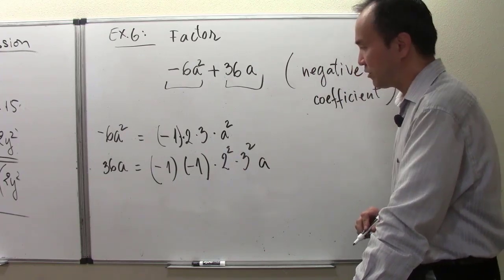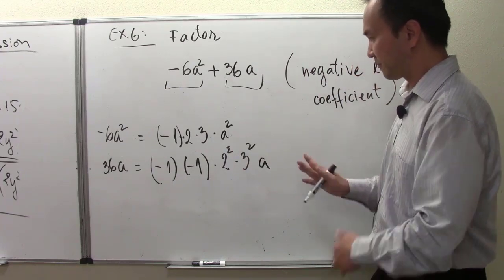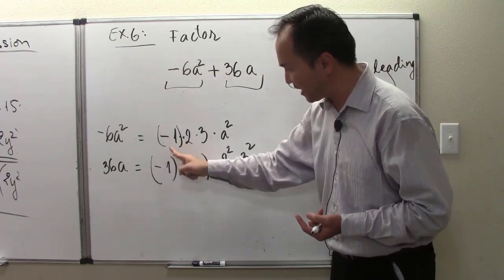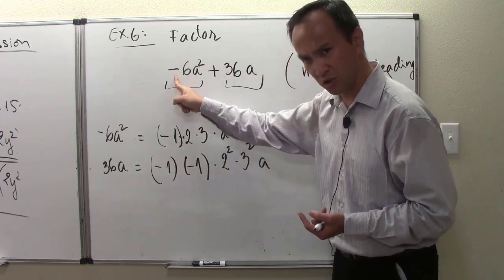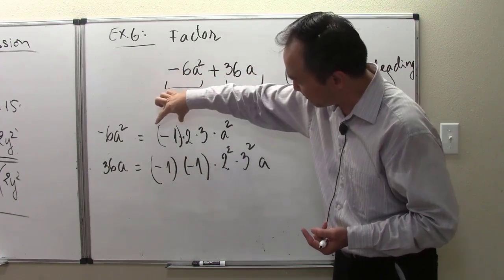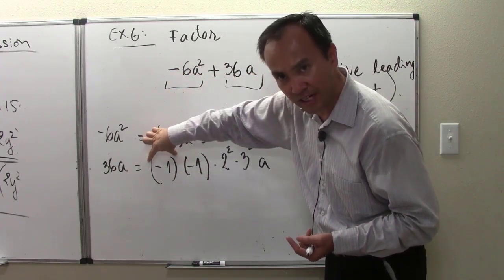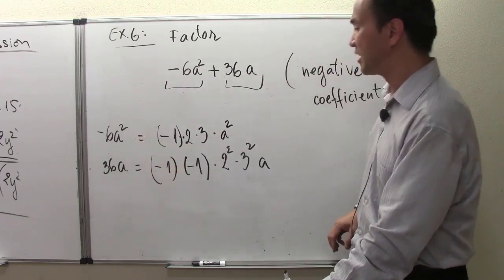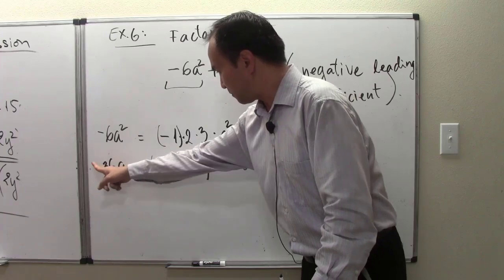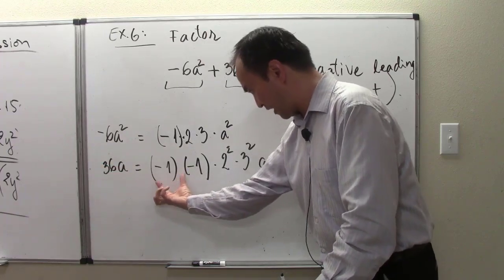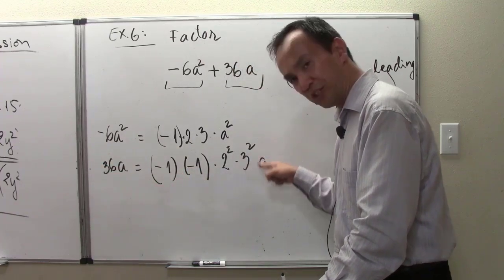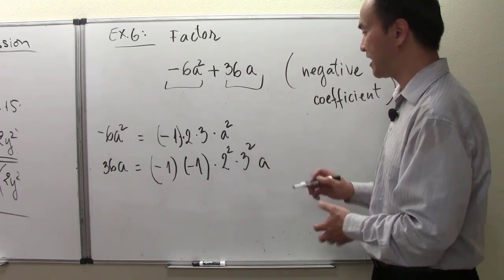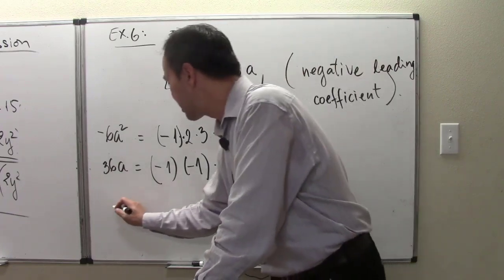So that's how we do the prime factors. What you need to realize is that we're only splitting that into the negative and the negative here because the leading coefficient was negative. So I purposely want to see that negative in the other term as well, even though it was not originally negative. So positive 36, I'm seeing that as negative 1 times negative 1 times 2 squared times 3 squared, times a. And so now here's how I'm seeing the GCF.